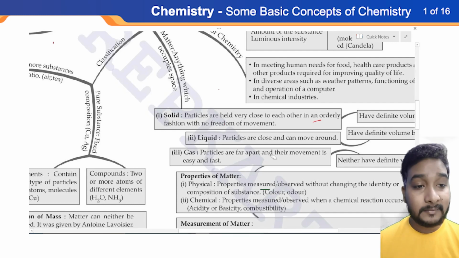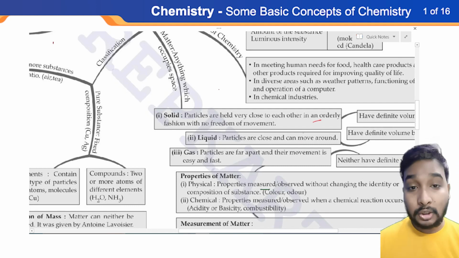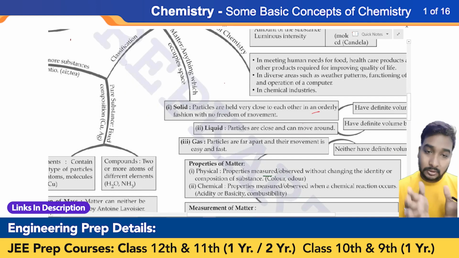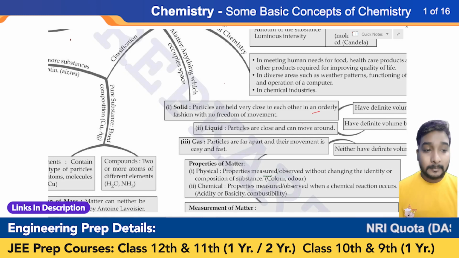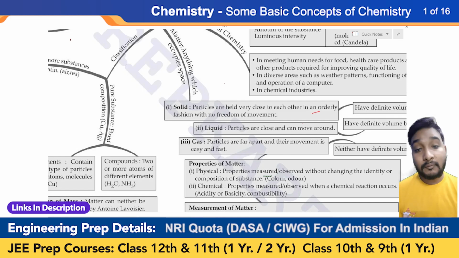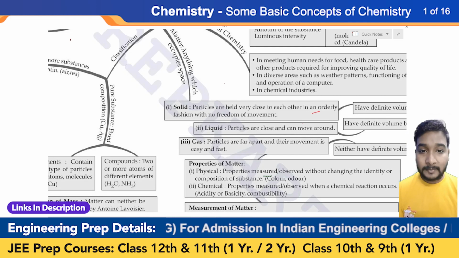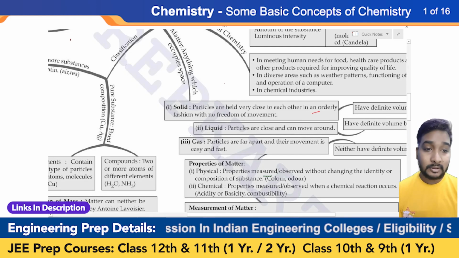If we talk about the liquid, particles are close and can move around. Particles are not compactly close, but they are close to each other. They have interaction with each other, but they can move freely on the surface or in the environment. For example, water. Okay, if you spill the water, you can see the movement of particles, right? So this is the example of liquid.